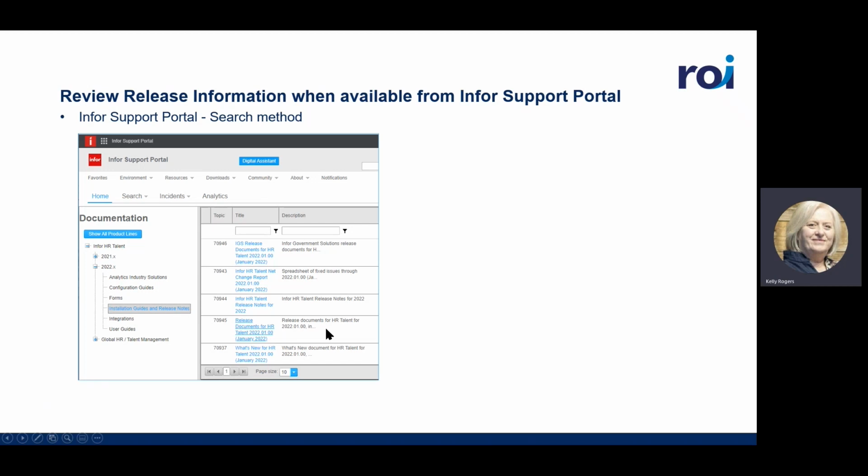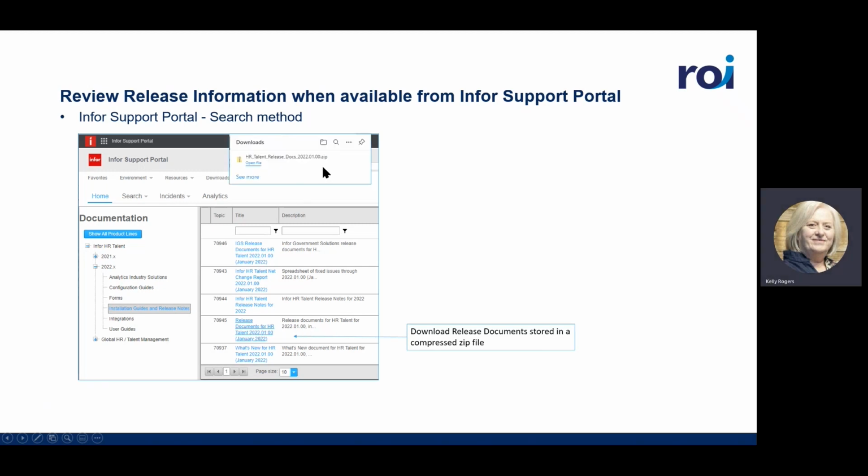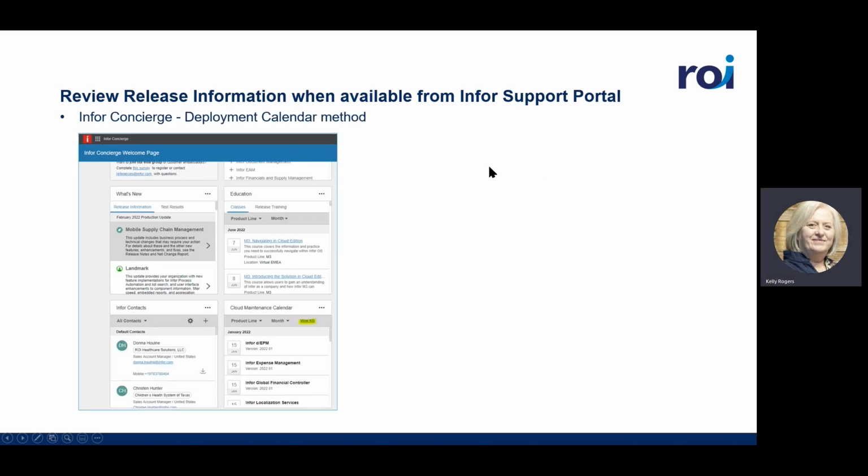We want to look for the documentation that has a description, release documents for HR talent, because that document will be a compressed zip file with several Infor provided documents for the release. Once you click on the hyperlink, it will download the compressed zip file into your downloads folder of your local computer. The second method is using the concierge portal and looking for the deployment calendar widget.